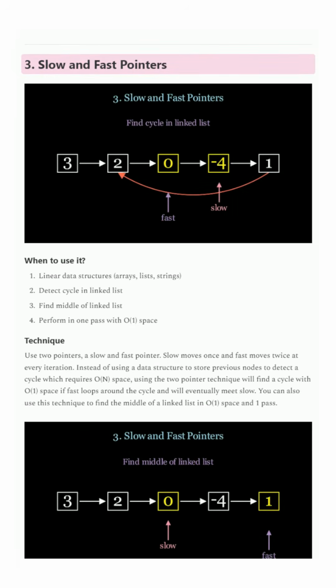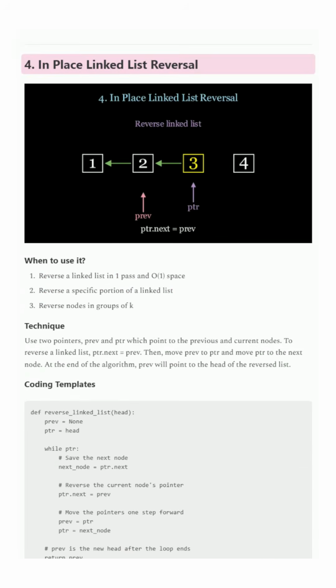After that, we have the slow and fast pointers, which is very useful to find cycles in linked lists in constant space. Next up, you have linked list reversals, which are useful for reversing a linked list in constant space, but also reversing a specific portion of a linked list.